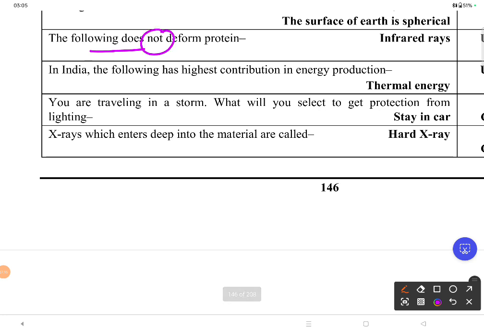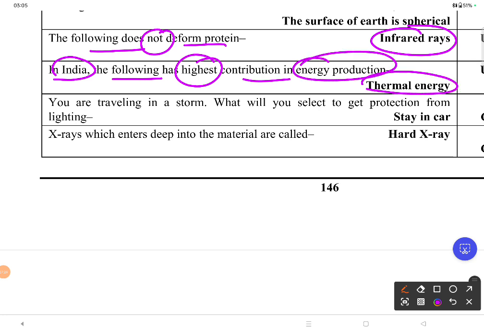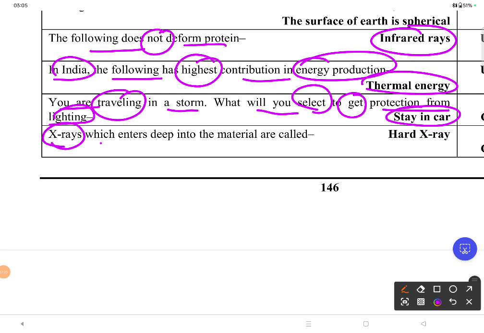The following does not deform protein: infrared rays. In India, the following has the highest contribution in energy production: thermal energy. You are traveling in a storm. What will you select to get protection from lightning? Stay in a car. X-rays which enter deep into the material are called hard X-rays.